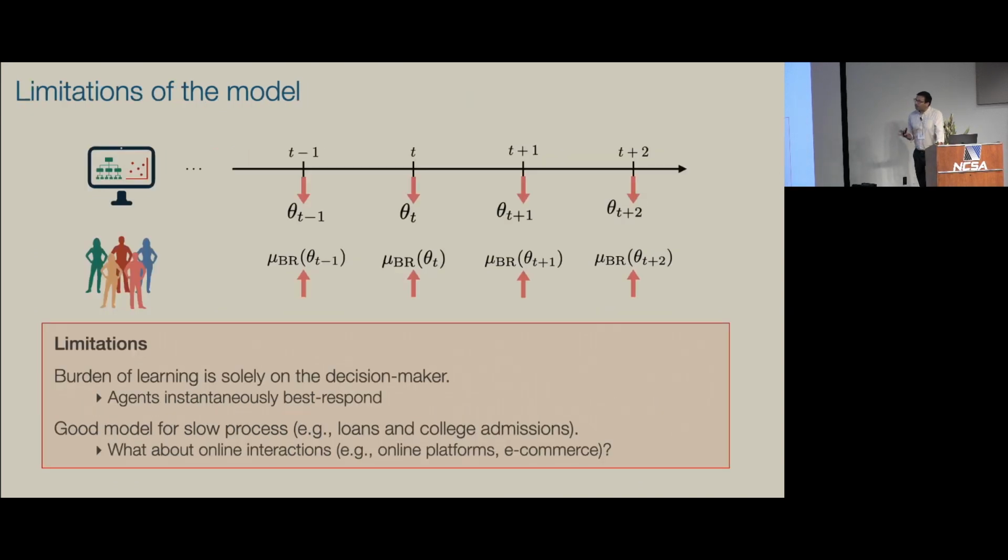So this model has quite a few limitations. The first is that the burden of learning is solely on the decision maker. Agents are assumed to instantaneously best respond. And the second is that this is, as I mentioned, a good model for really slow processes like giving out loans or college admissions. But it's not necessarily a very good model for online platforms or e-commerce, where decisions are happening at a much faster pace.